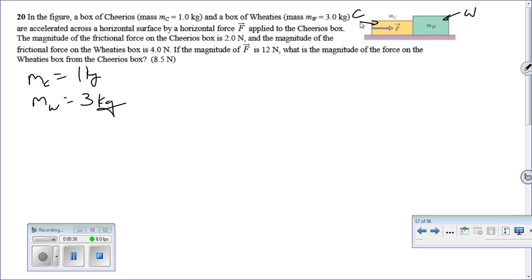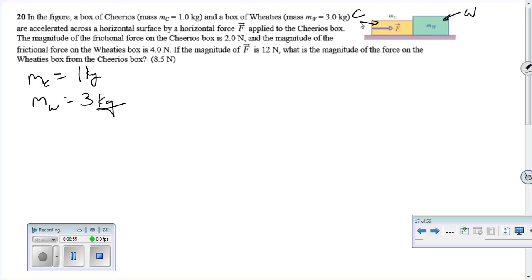So the magnitude of frictional force between the Cheerios and the floor is 2 newtons. The Wheaties, it's 4 newtons. F is 12 newtons. We're trying to find the magnitude of the force on the Wheaties box from the Cheerios box. So system of objects, right? We've got 2 objects here, Wheaties box and Cheerios.